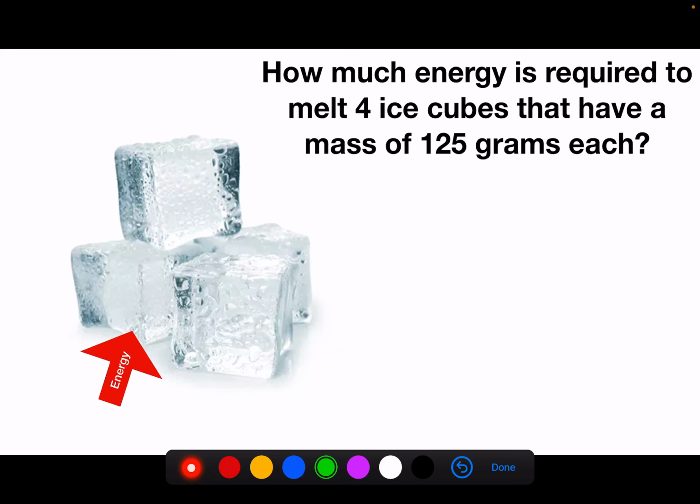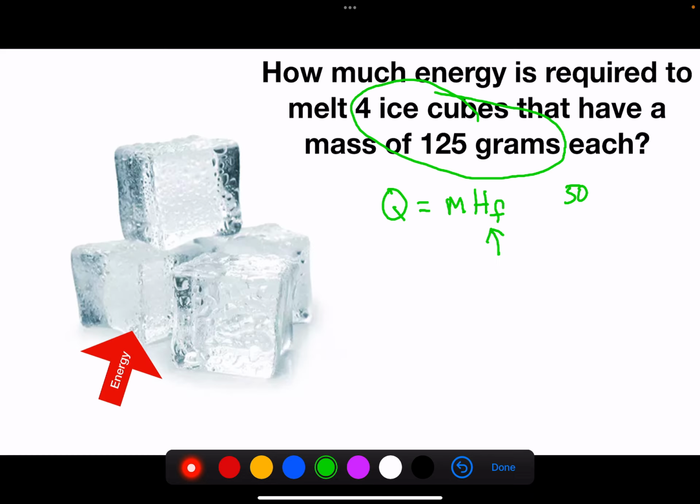If I wanted to find out how much energy was required, again, I'd use the same formula. I'd use the same heat of fusion. I would get my mass into kilograms, so 4 ice cubes, each with a mass of 125, would be a total mass of 500. Make sure you put it into kilograms and solve for heat.